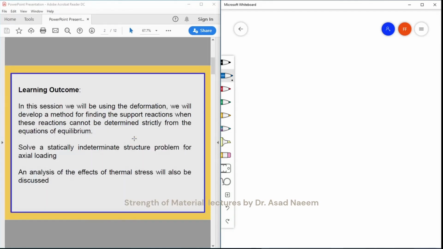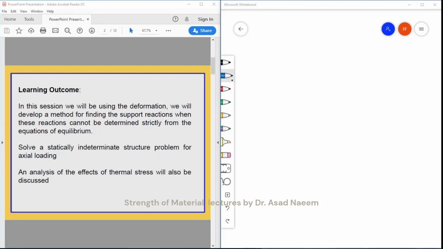Okay, so today's learning outcomes will be: we will use the deformation and develop the findings, and we will use the geometry of the structure or the body, and then we can find the reactions and determine, and combining it with the equilibrium equation, we will determine and solve the statically indeterminate structures.